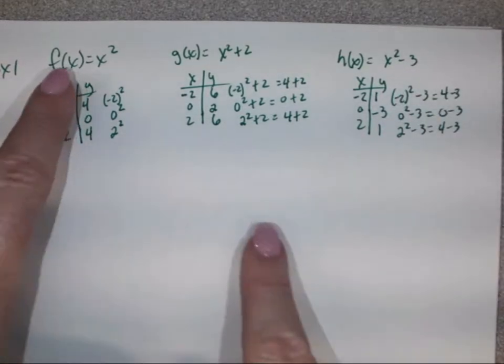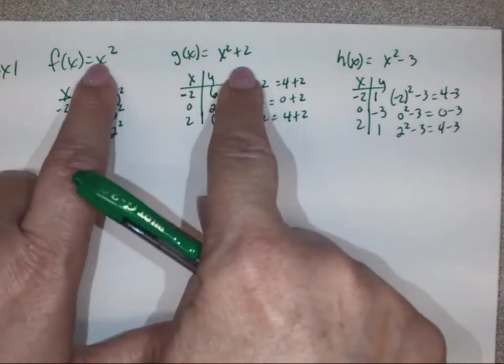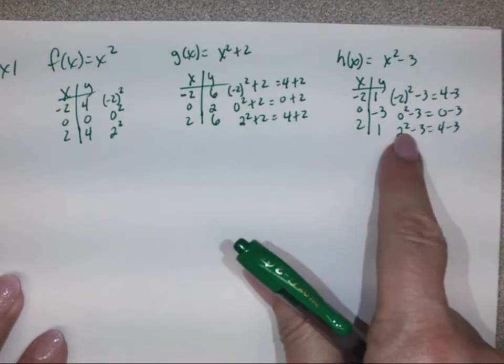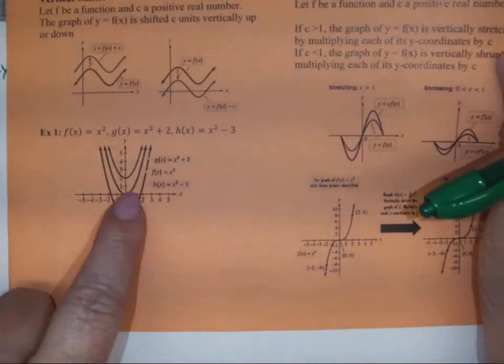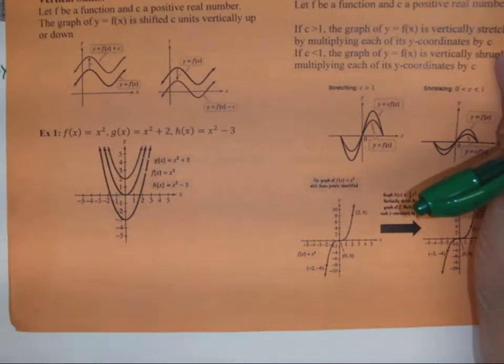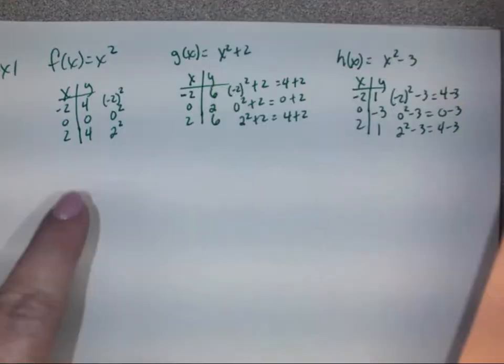So you can see that from the original function, this is moving the graph up 2, and this one's moving everything down 3. If we took these points that we have here and plotted them, these were the graphs that we would have. And we can see exactly what's going on. So you can actually just make some t-charts to figure it out.